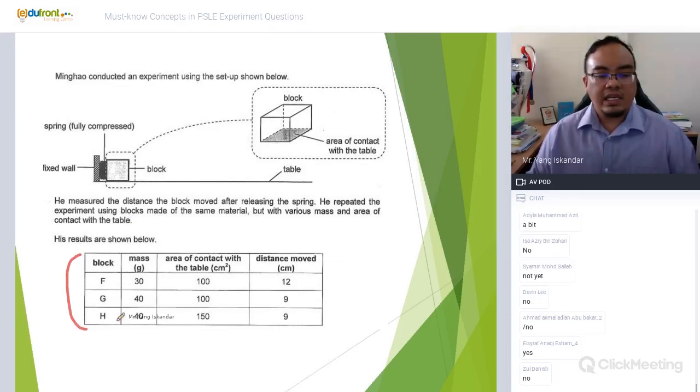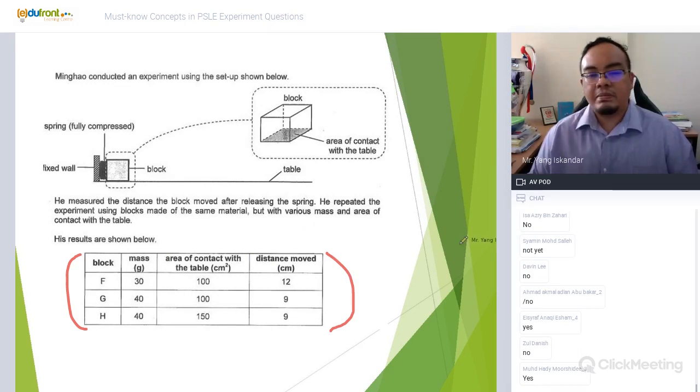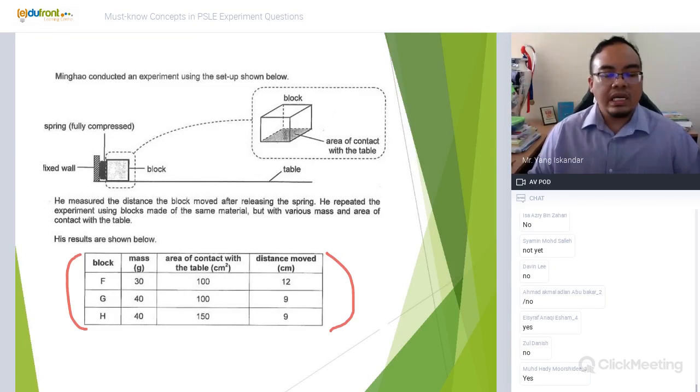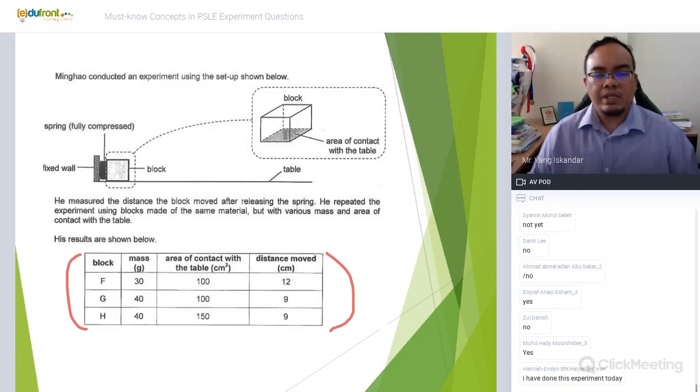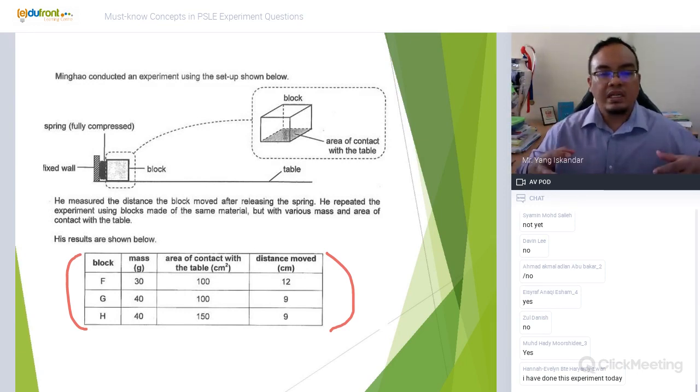So there is a table and some data related to the question, and they ask you a question relating to this experiment. Again, this is taken from a past PSLE question. I'm just showing you what we mean by experiment type question so that you can understand. Later on, I will share with you, if you see any kind of experiment question, what are some of the questions that you should think of before you actually attempt the question.